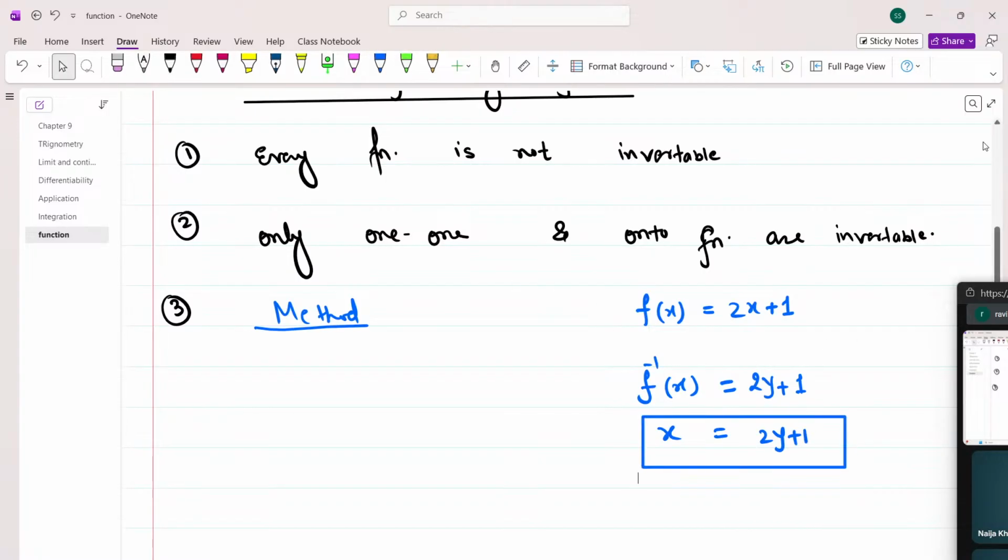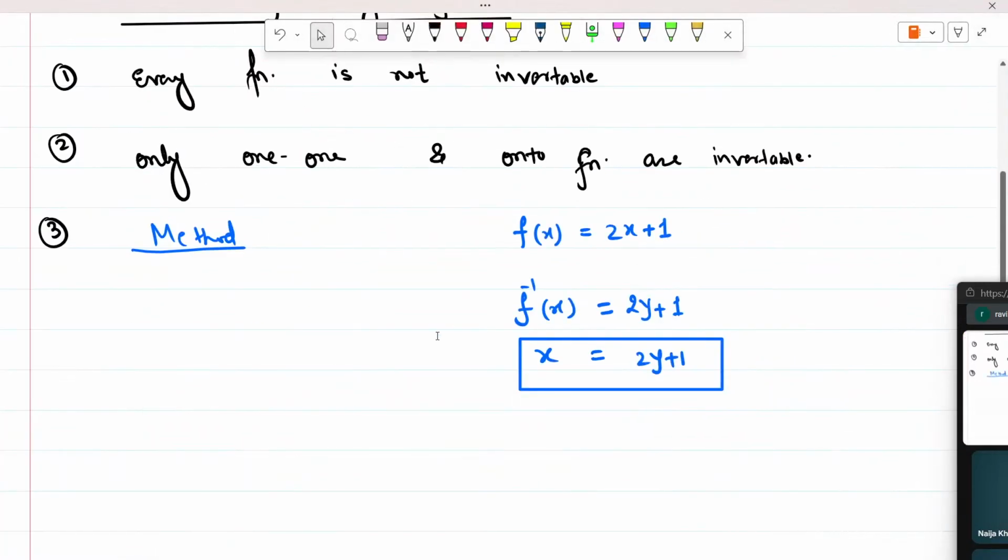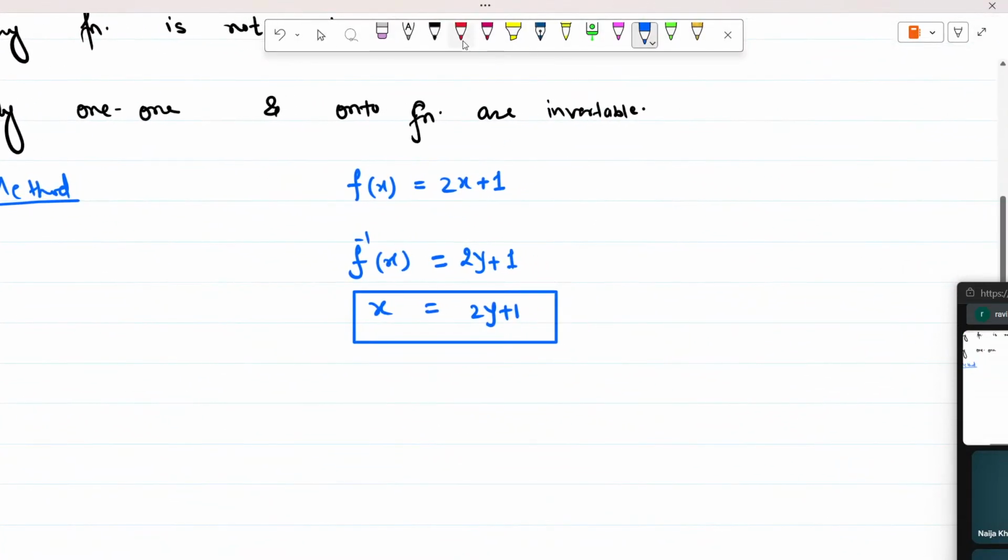What is the meaning of f inverse? So please verify, please feel it first. This is an inbuilt part of your syllabus. I have seen your paper. Sometimes they ask inverse function also.